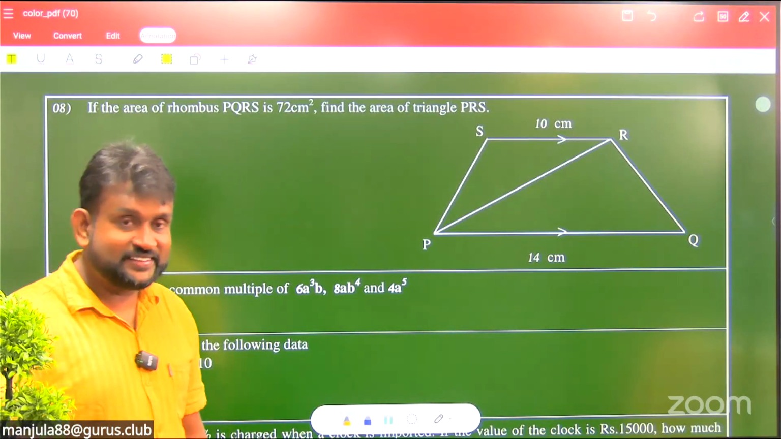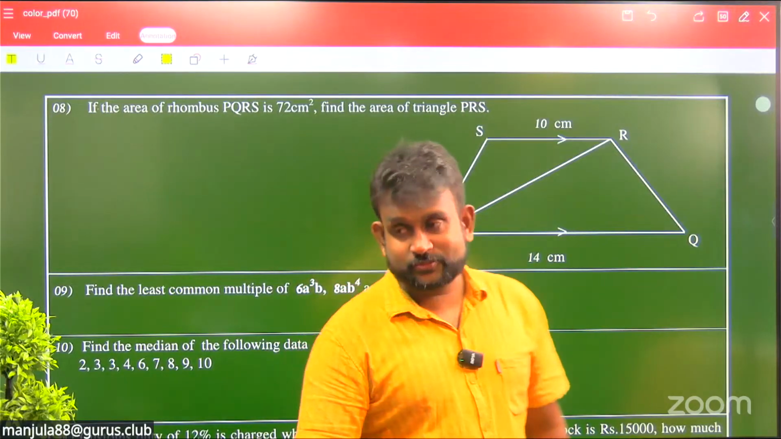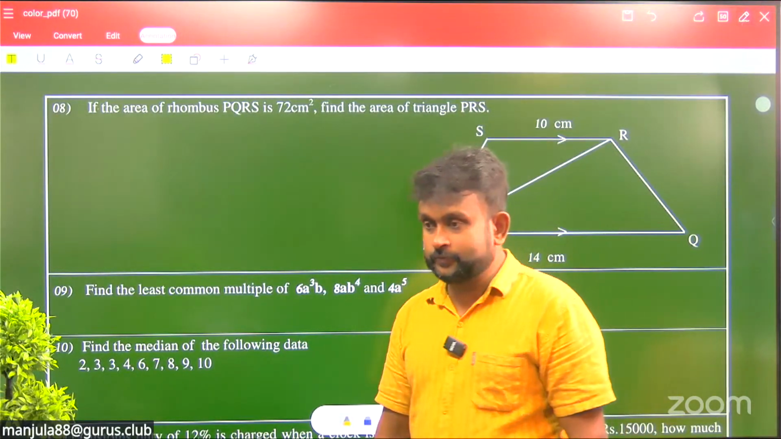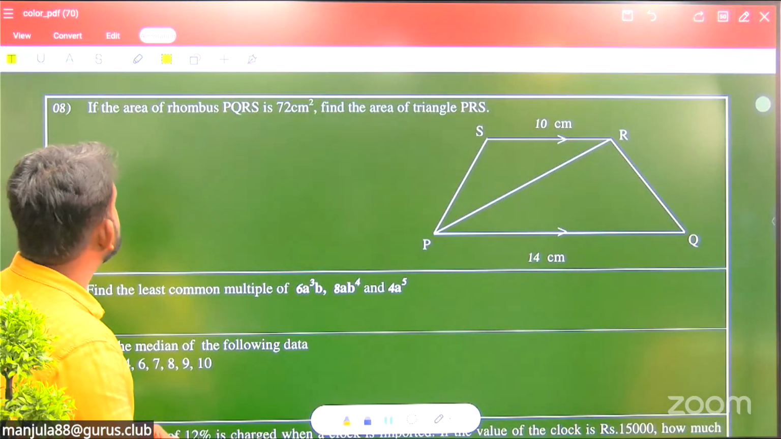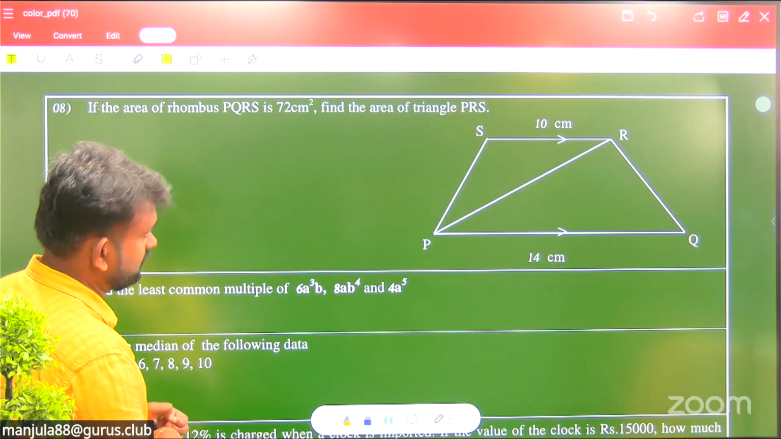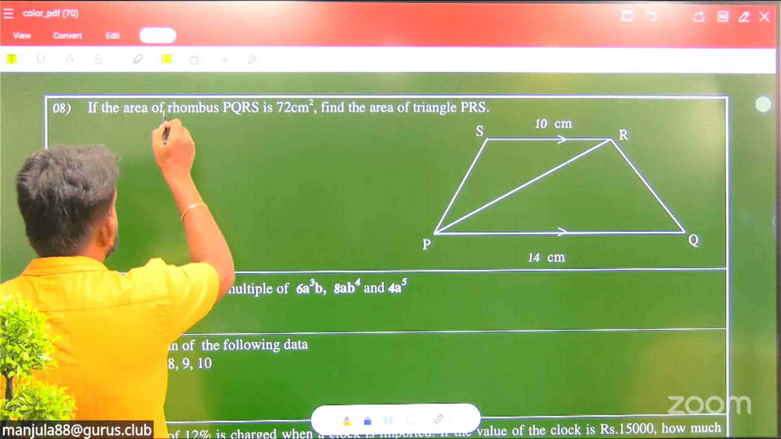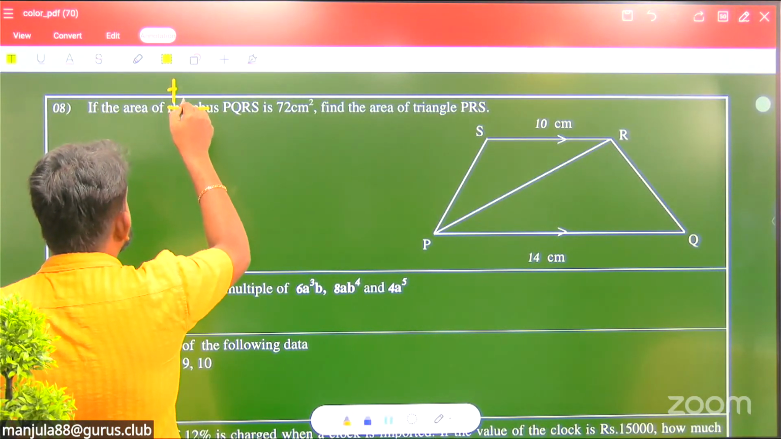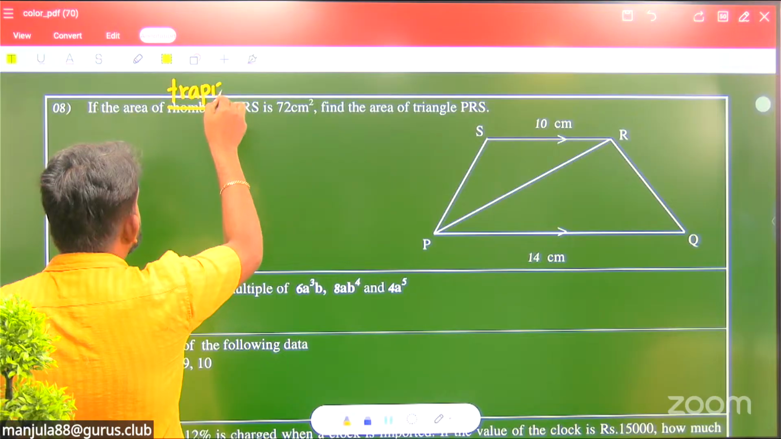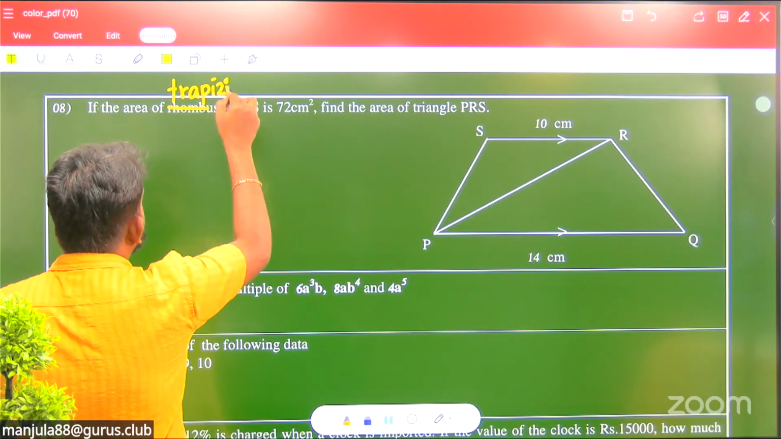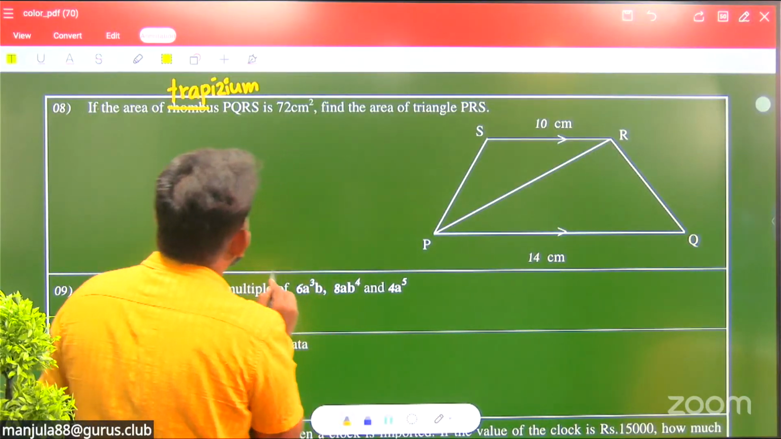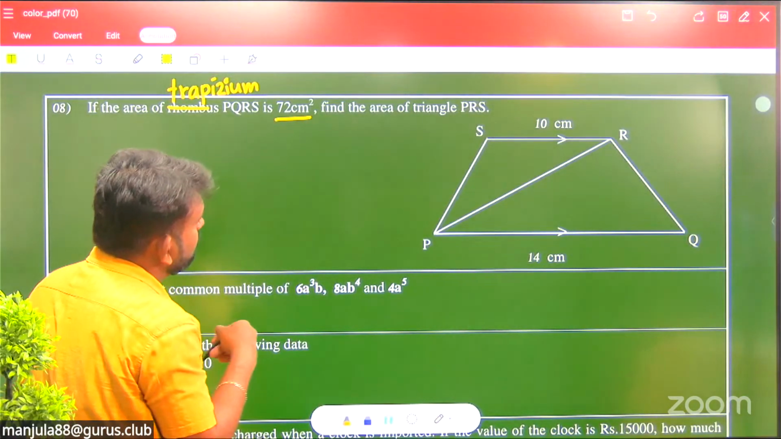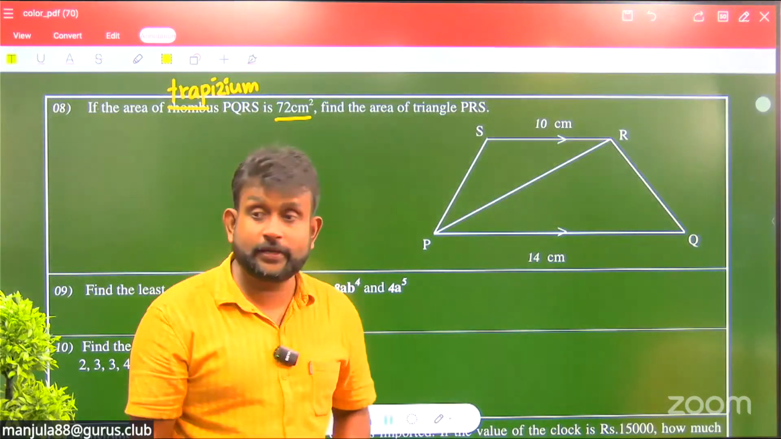Some are saying that it comes in decimals, but we will check. So what we need to do: if the area of this rhombus, it shouldn't be rhombus, it should be trapezium. The area of this trapezium PQRS is 72 square centimeters. Find the area of this triangle PRS.